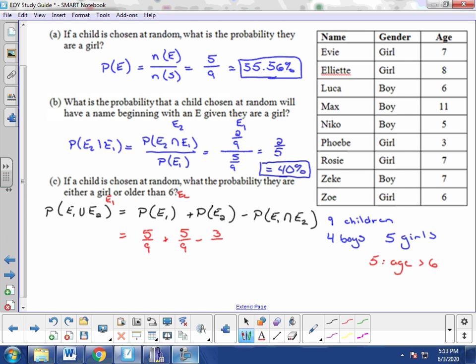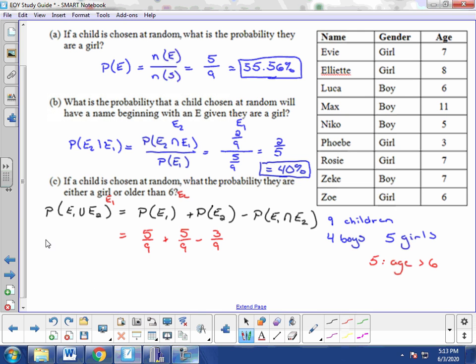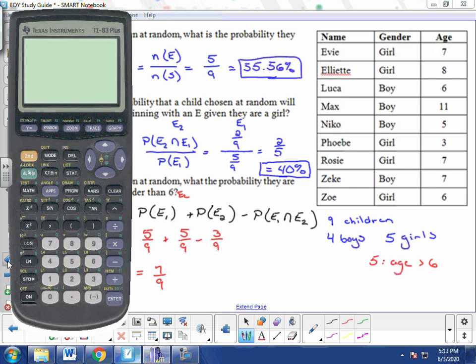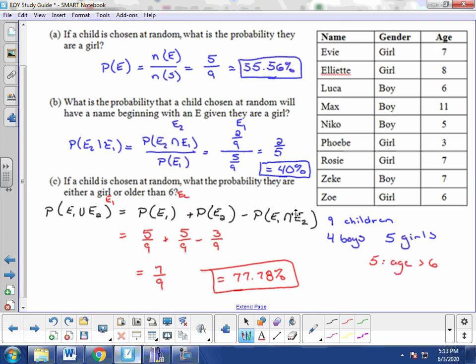We can subtract the probability that they would be both a girl and older than 6. So if we find this probability, this would be, sorry, not 5 over 9, this would actually be 7 over 9. So what we could do here then is take 7 divided by 9, and this would be approximately 77.78% chance that if we chose one person at random, they would be either a girl or someone that is older than 6. Let's go ahead and take a look at problem number 27.